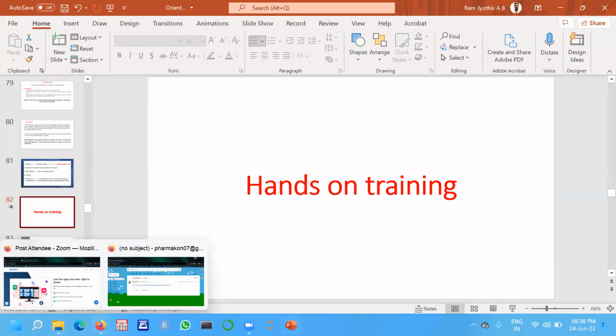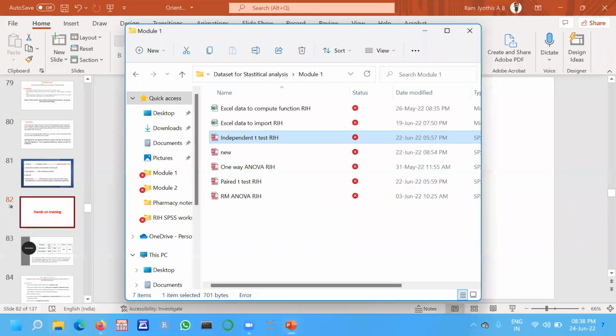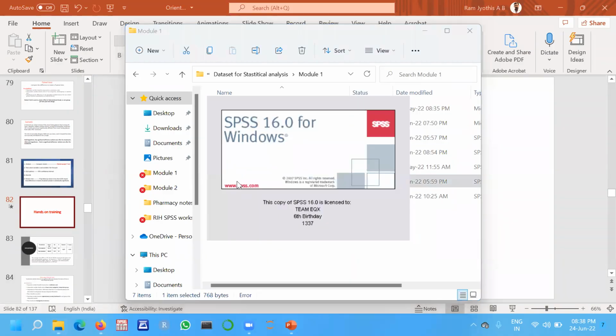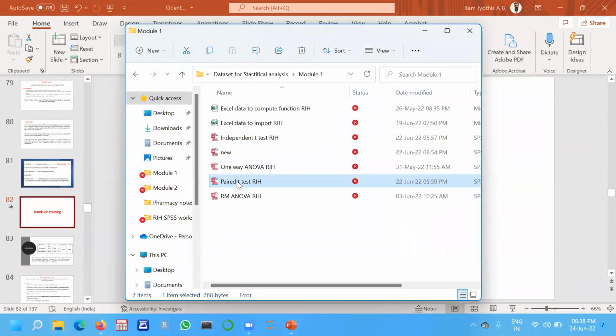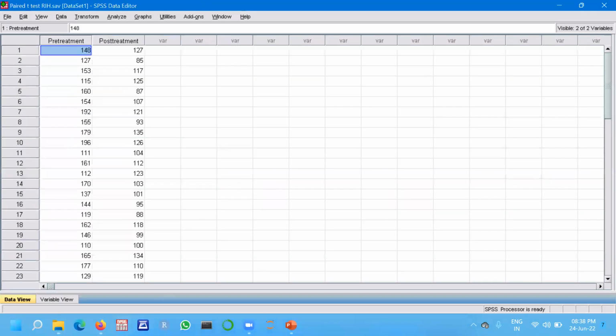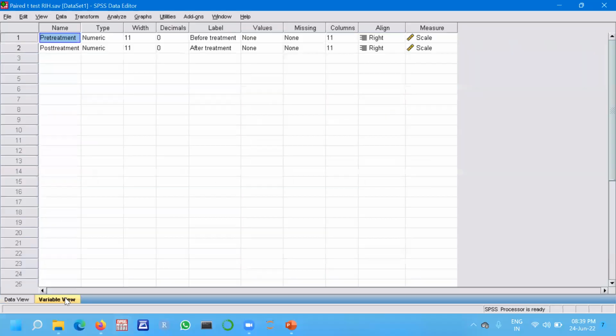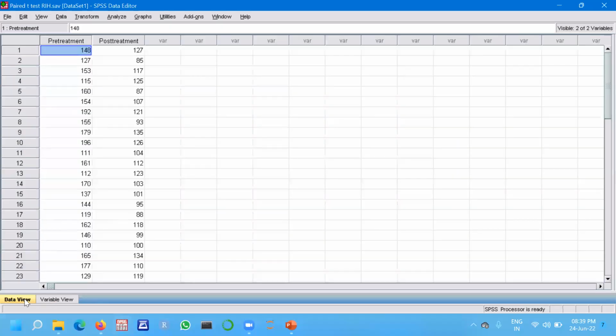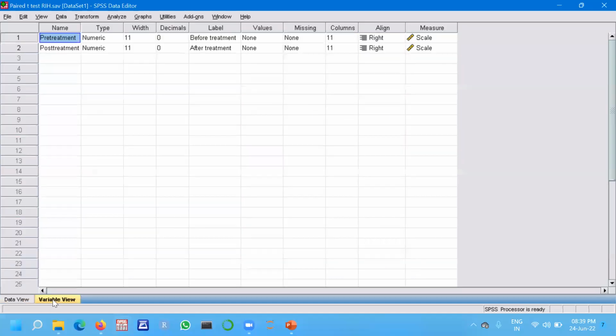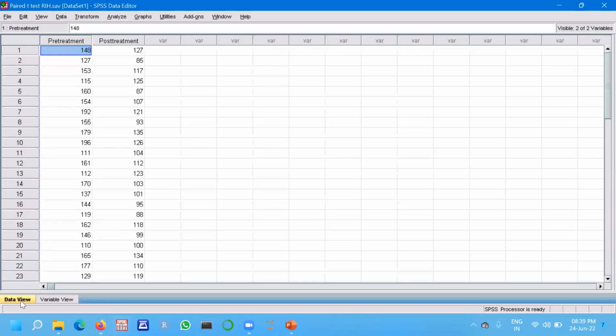Please take the data set, open the paired t-test. All of you open the paired t-test. See, here there are two data. Two data are there, pre-treatment, post-treatment, isn't it? Pre-treatment and post-treatment. And in the variable view, I have labeled it as before treatment. Pre-treatment is before treatment and post-treatment is after treatment. Okay. Now let us see.